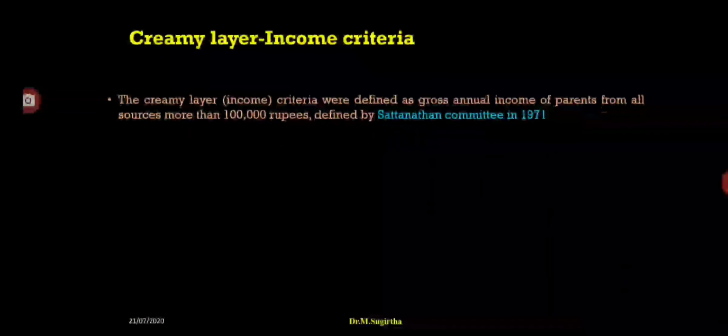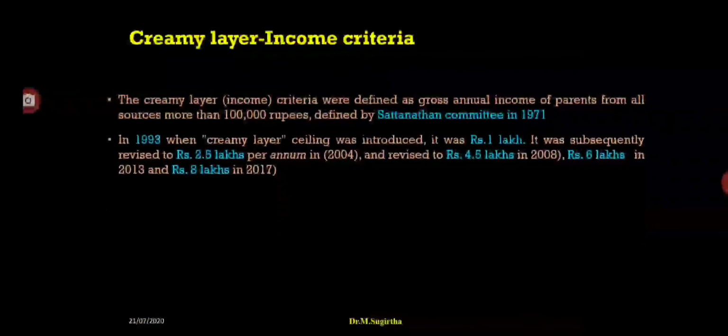Now we are going to see about the income criteria in creamy layer. The creamy layer income criteria were defined as gross annual income of parents from all sources more than 1 lakh rupees, defined by Satyanathan Committee in 1971. In 1993, when creamy layer ceiling was introduced, it was 1 lakh. It was subsequently revised to rupees 2.5 lakhs per annum in the year 2004, to 4.5 lakhs in the year 2008, rupees 6 lakhs in 2013 and rupees 8 lakhs in 2017.